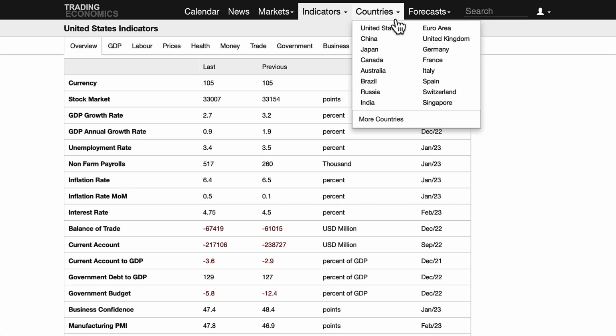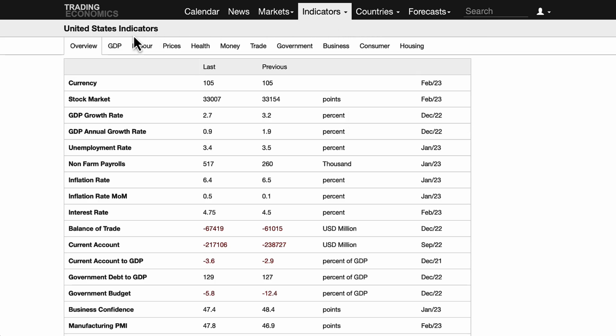And here we've got the United States. We're looking at the indicators for the United States. Let's have a look at GDP growth rate, 2.7, and we're going to look at inflation, 6.4, and the interest rate, 4.75, and rising rapidly still.